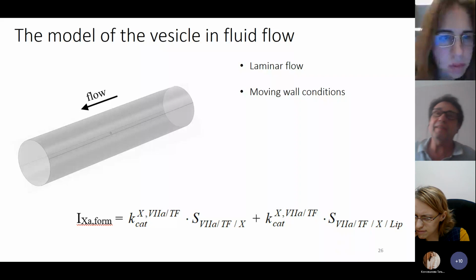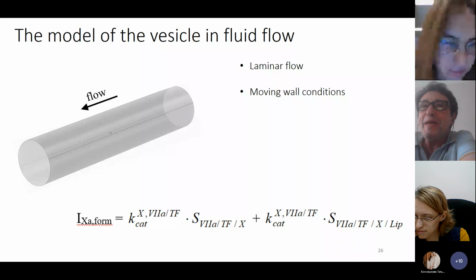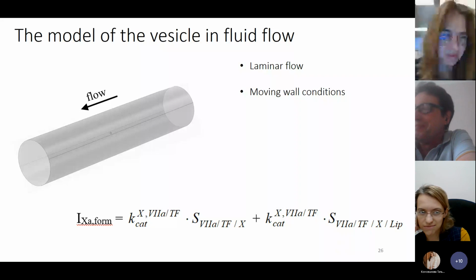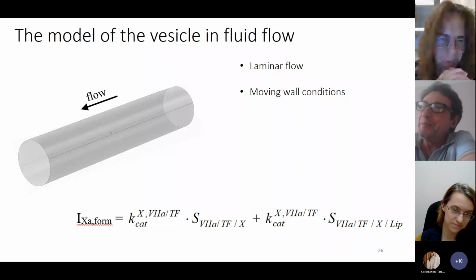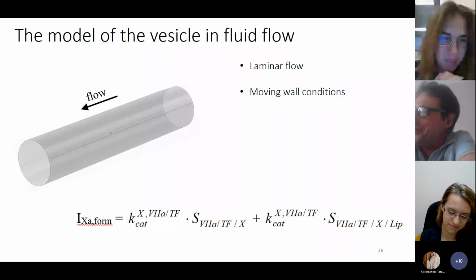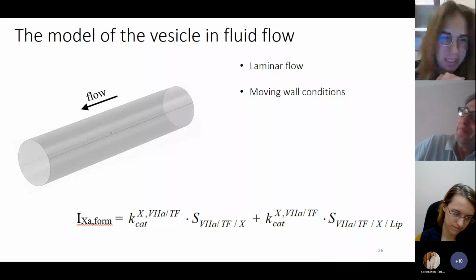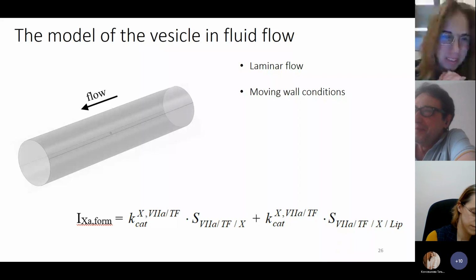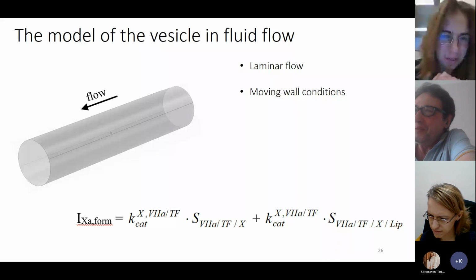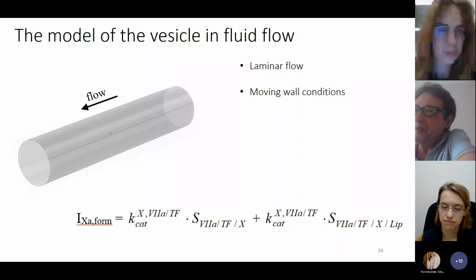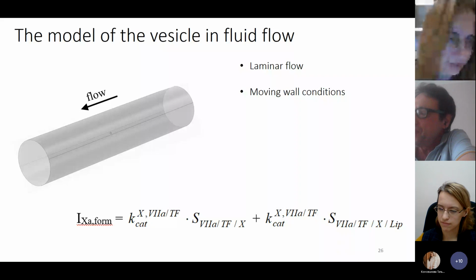Okay, so I think it's really an interesting question, and maybe it deserves a special discussion. Maybe some other time we can return to this question. Also, Mikhail adds that it is extremely difficult to measure this experimentally.